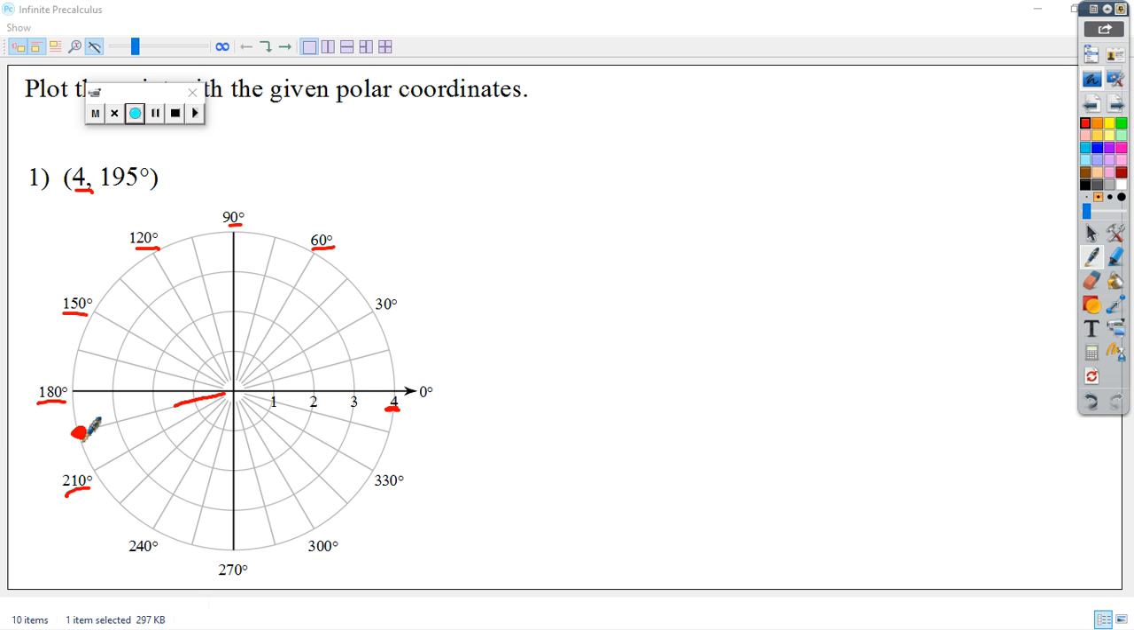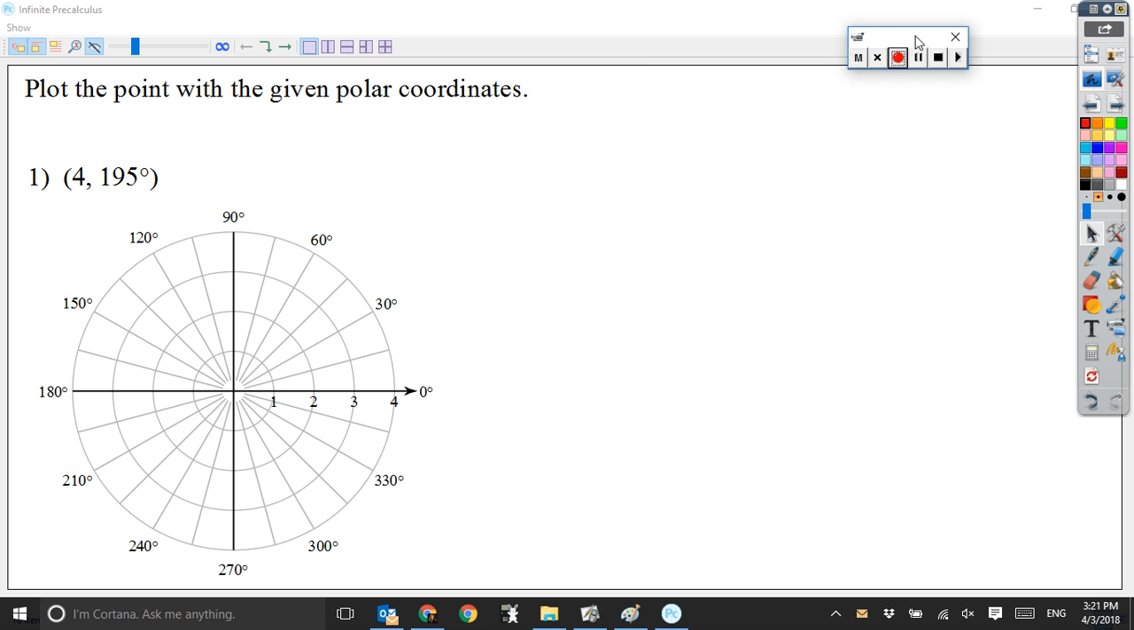Go ahead and pause the video right here and try number 2, and after you have a chance to attempt number 2, I'll show the answer. So I'm going to pause the video now. Alright, so for number 2, it has a radius of 2 and an angle of 270. 270 is actually on my circle, so your point should have been plotted right there.